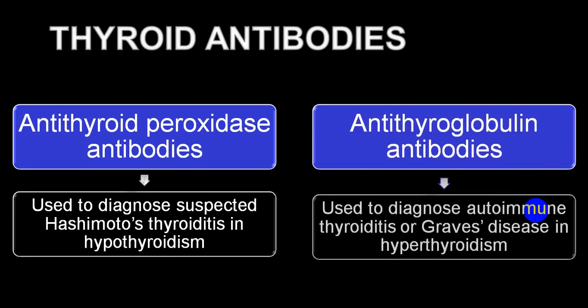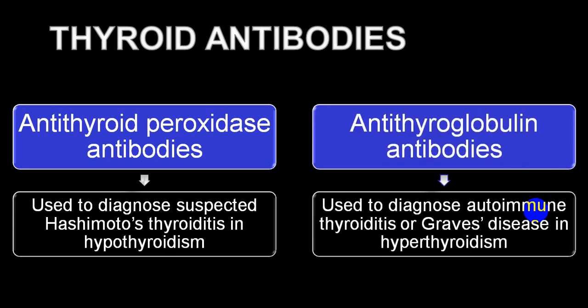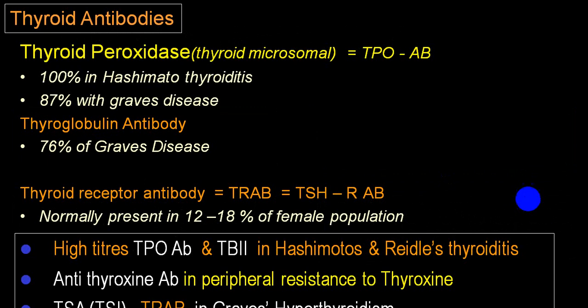And thyroglobulin usually will help you to identify Graves' disease, and you can go for TRA receptor antibody. That should be done. A high titer of TPO antibody in Hashimoto's and Riedel's thyroiditis is very common. Anti-thyroxine antibody in peripheral resistance to thyroxine. TSA antibody or TRAB antibody is very common in Graves' disease.